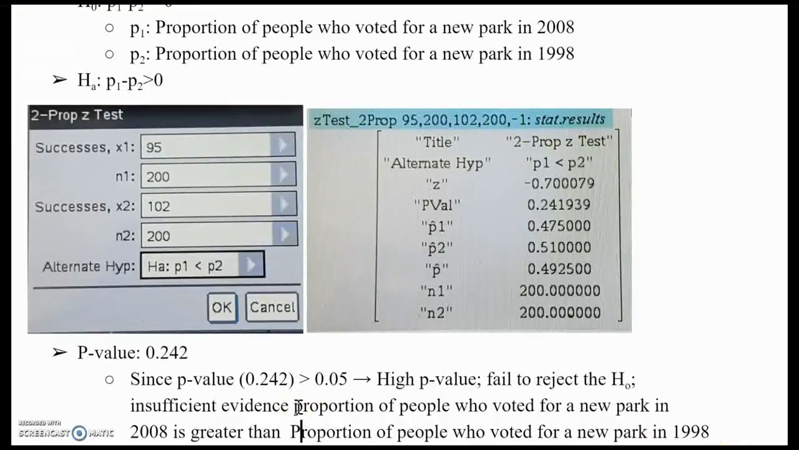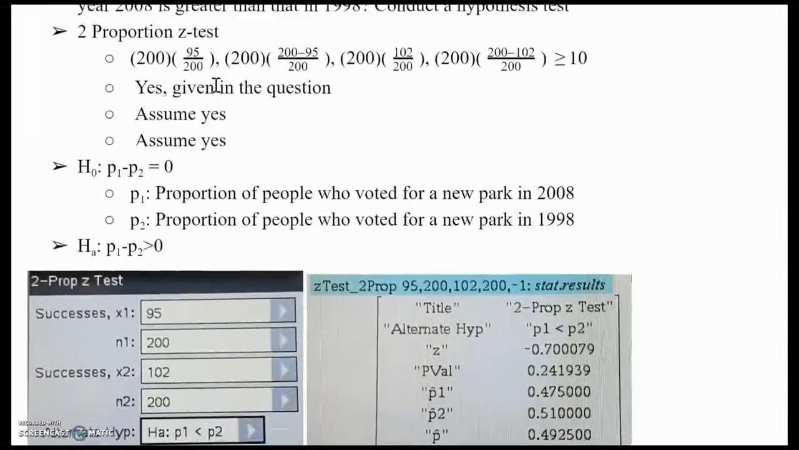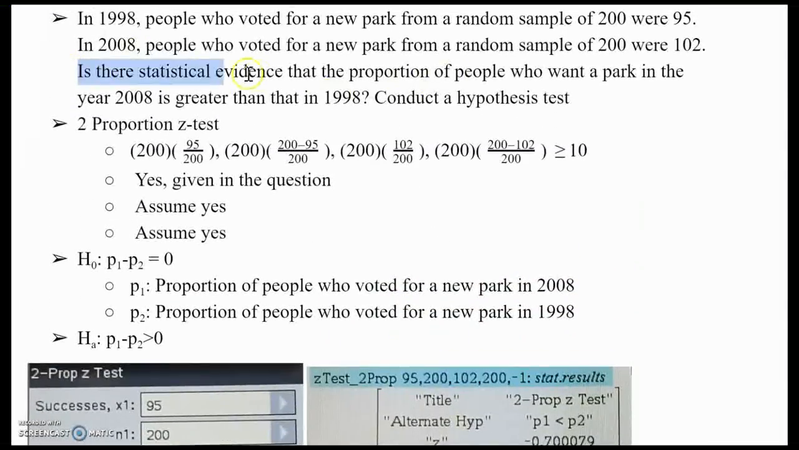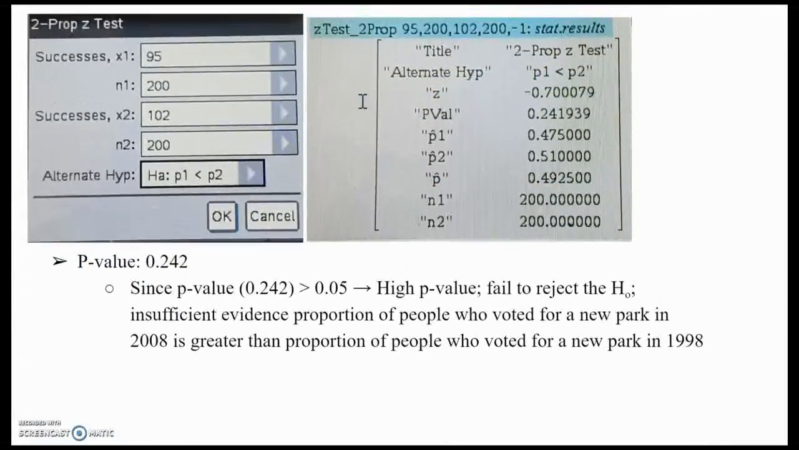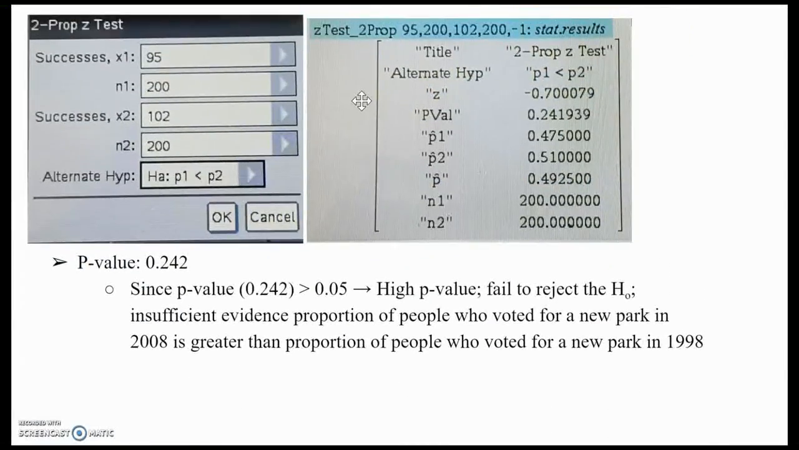So this part is just the word format. You have to write it in words. It is the word format of my alternate hypothesis. Or you could have just gone up here and copied this portion and put it into words and framed it. So you could have written insufficient evidence that the proportion of people who want a park in the year 2008 is greater than 1998. That's completely up to you. You can rewrite the question part of the question, or you could use the alternate hypothesis.